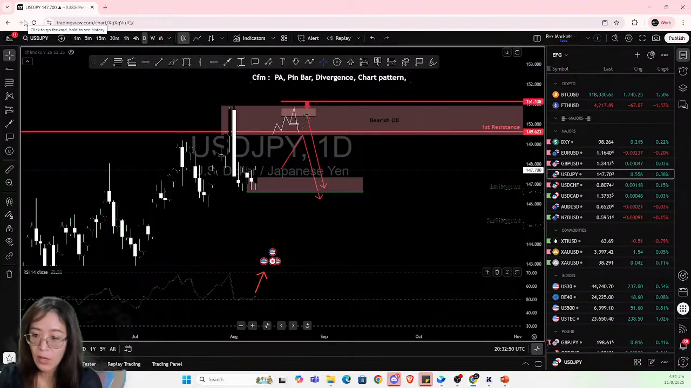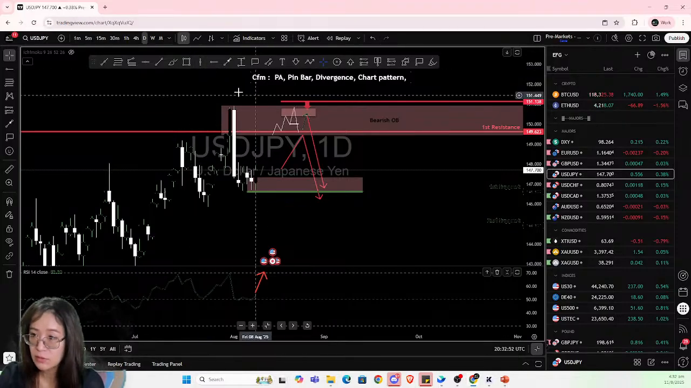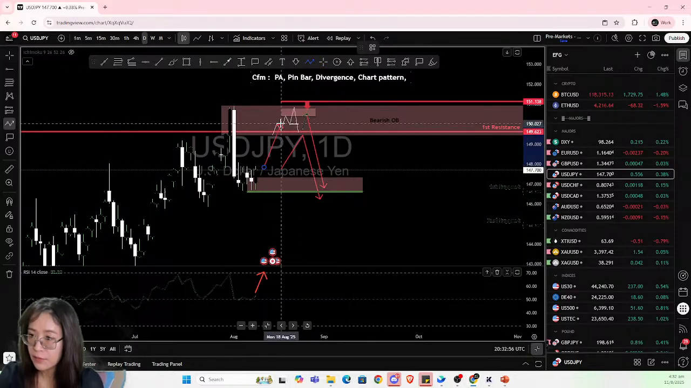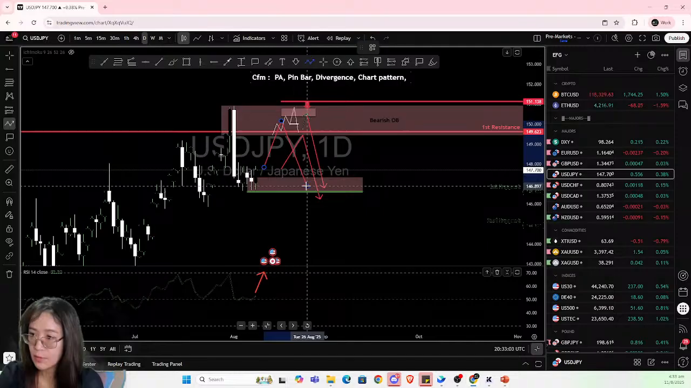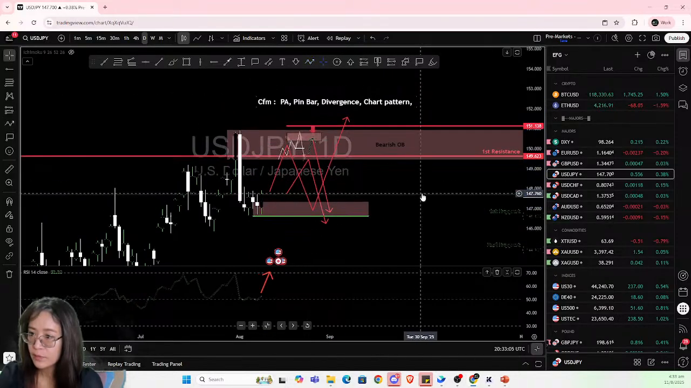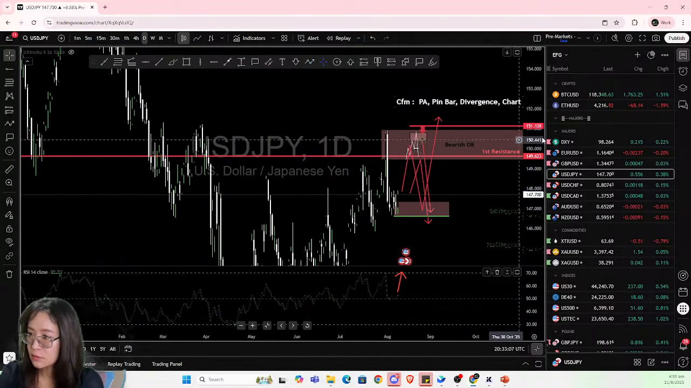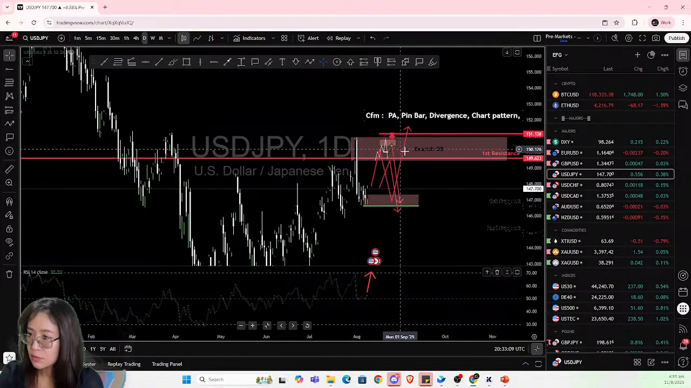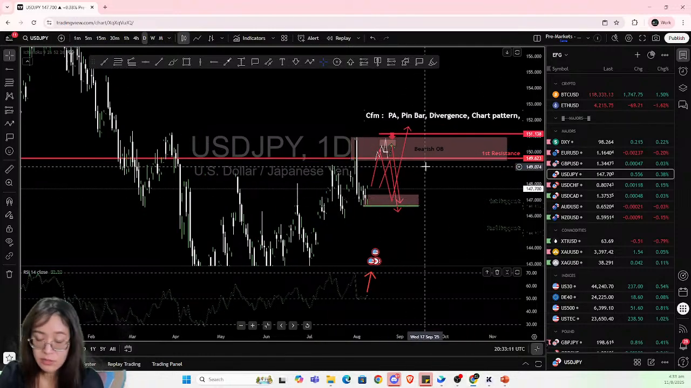So far there is no high impact news coming for the USD JPY, right? They will go back here first, then go up here to go for the order block or supply, and then go back to demand, and then could be rising. Rising here, or from this order block you see the rejection.